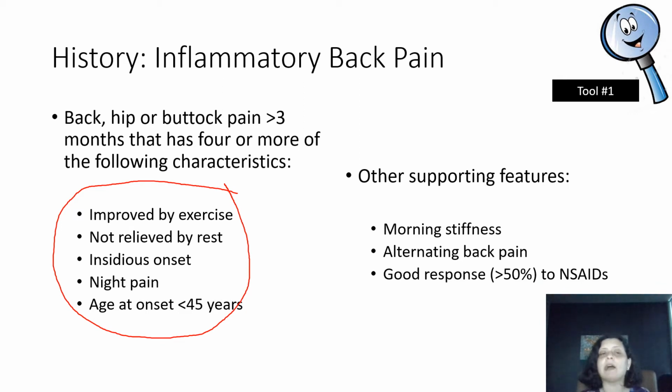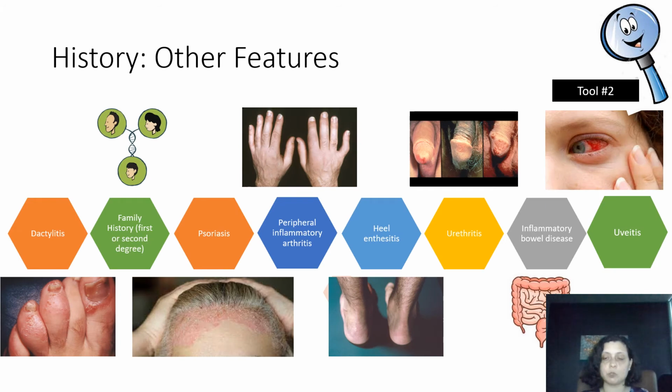That means when they take ibuprofen or naproxen, they have a great response to it. So if you have the features of inflammatory back pain, then it increases your probability that this indeed could be axial spondyloarthritis. So history is super important. What are some other features of axial spondyloarthritis, right? So remember your spondyloarthritis farmers market? Yes. So there are these other features.